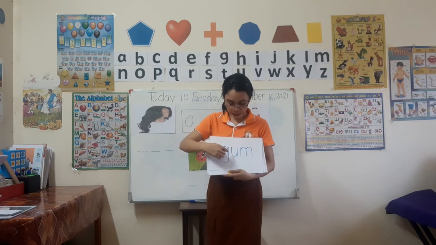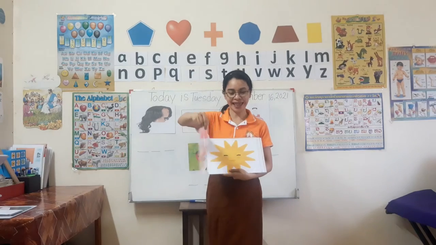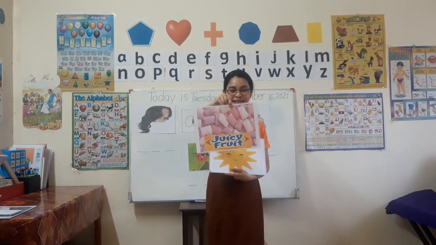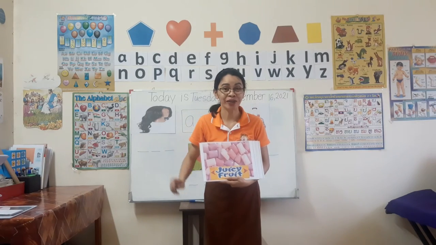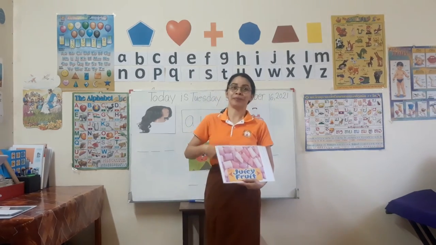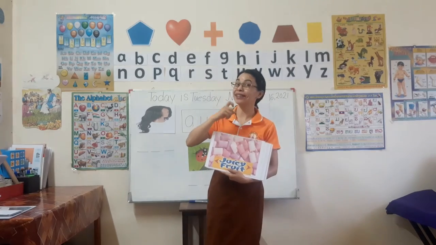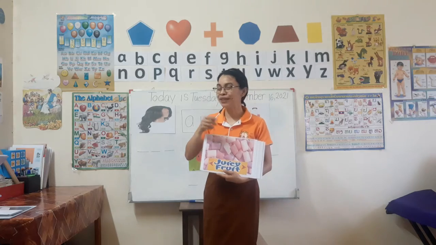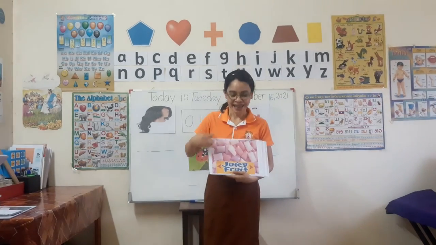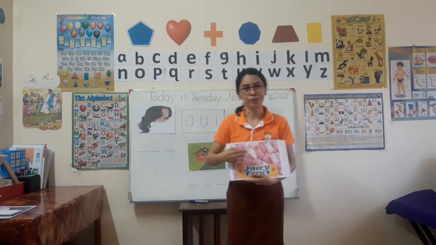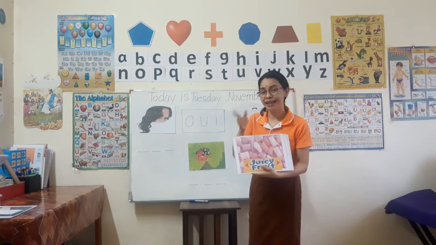This is the last one. Gum. Okay, this is called gum. It's like candy, but you know what, children? This cannot be swallowed, because it's dangerous. Gum is just a bubble gum. When you chew it, you can make bubbles. It's different from candy, because the candy can be swallowed.